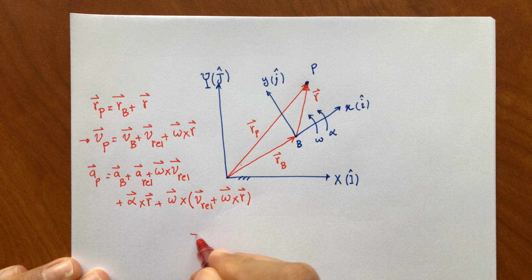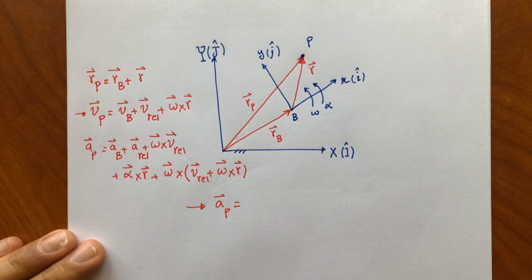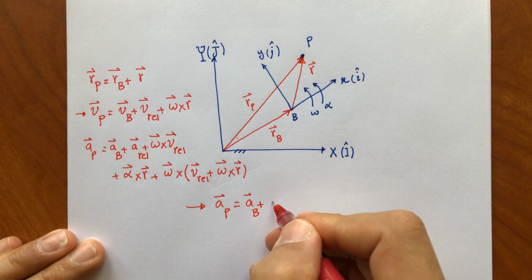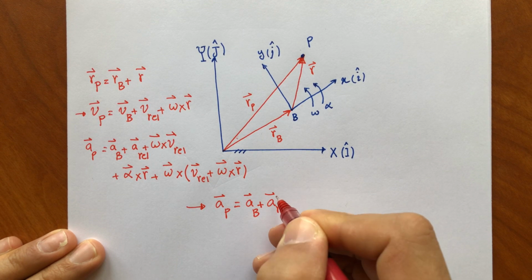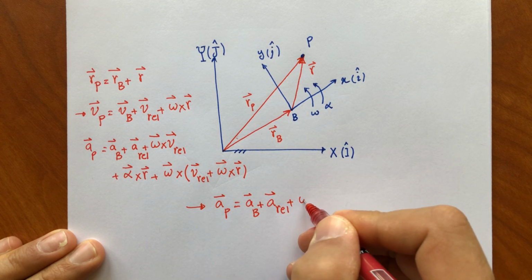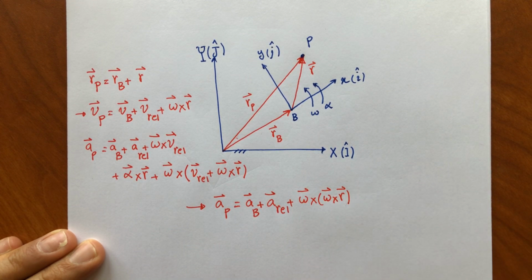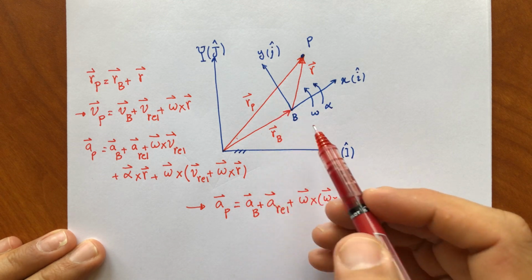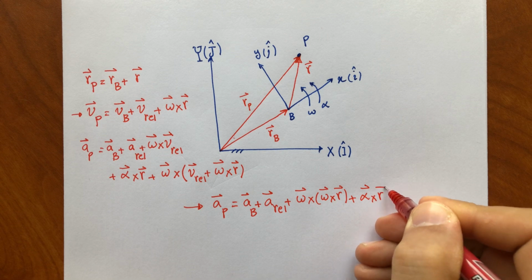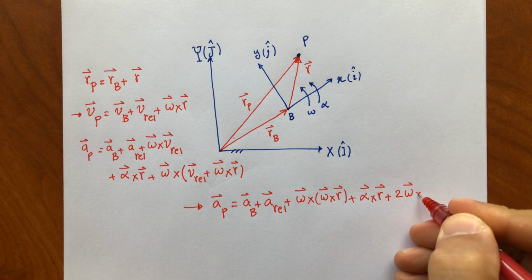And just rearranging it, we are going to have the acceleration of P equal to the acceleration of the origin of the coordinate, plus the acceleration of point P in the rotating frame, plus omega cross omega cross r. Omega again is the angular velocity of this coordinate. Plus alpha cross r, plus 2 times omega cross V_REL.